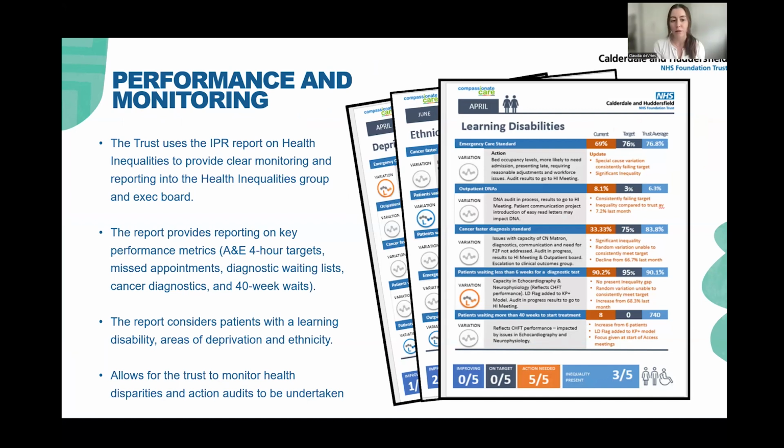So the Trust has committed to the continuous monitoring of health inequalities, and we now use our data and dashboards to populate this IPR report. So this is used to provide clear monitoring and reporting to the Health Inequalities Group and also our exec board on a quarterly basis. It provides performance monitoring on ED for our targets, missed appointments, diagnostic weights, cancer diagnostics, and also 40-week weights as well. And you can see it includes patients with learning disabilities, areas of deprivation, as well as ethnicity. And it allows us to monitor health disparities and then action any audits if there is a difference or any health inequalities there.